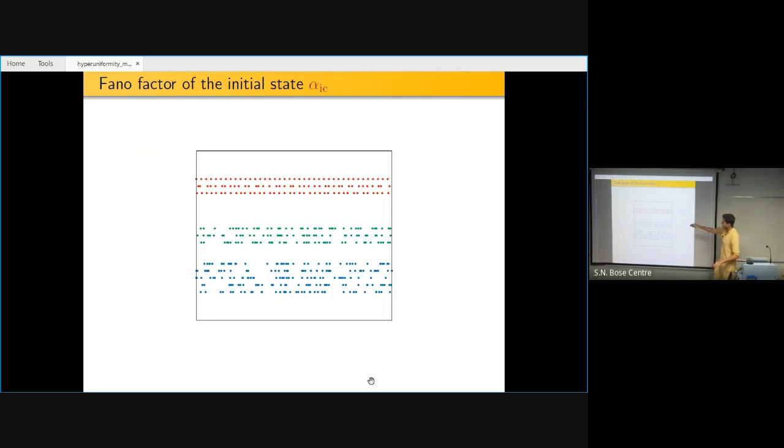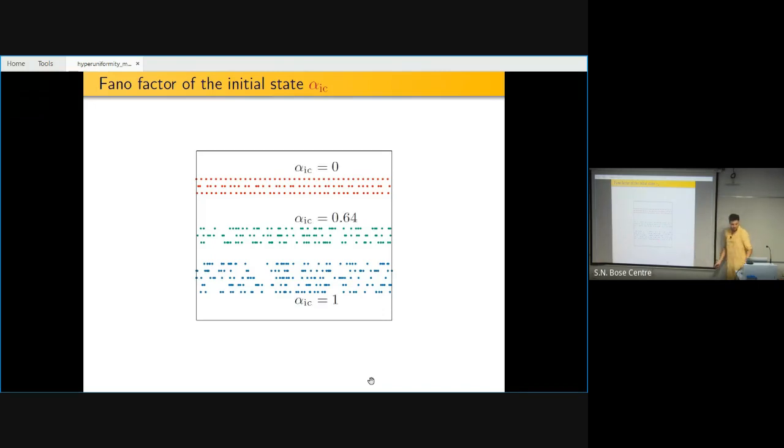So here I'm showing you essentially 3 different values of alpha. I'll tell you what the values of alpha are in a moment. So as you go from top to bottom, the red is one value of alpha, the green is another value of alpha, and the blue is the third value of alpha. As I go from top to bottom, I see that for each realization, the fluctuation in the number of particles keeps increasing. So what I have here is basically 40 particles in a region of length, say, 100. So all of these correspond to a density of 0.4.